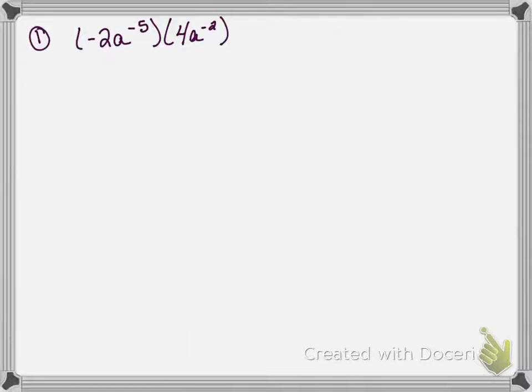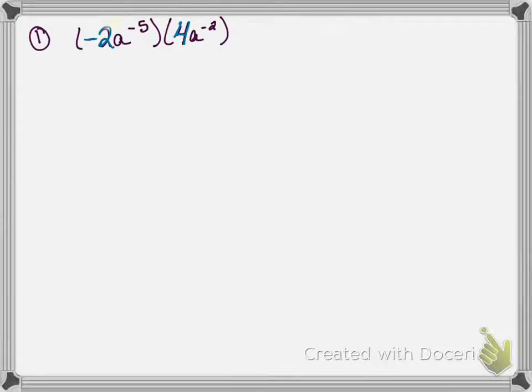This is number one. Number one is negative 2a to the negative fifth power, in parentheses, times 4a to the negative second power. Now, I want you to notice that your negative 2 and your positive 4 are not being raised to a power. In order for them to be raised to a power, we would have to have an exponent right here or right here. Okay? And we don't. So all we need to do is multiply these two together.